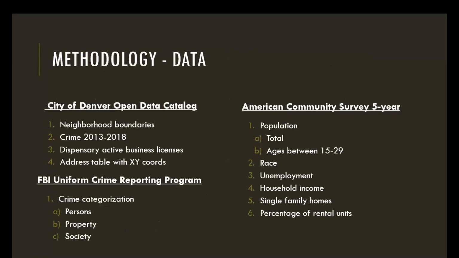So my methodology. For the data first, I was able to get my data from three main sources: the City of Denver Open Data Catalog, the FBI Uniform Crime Reporting Program, and the American Community Survey 5-year estimates from the Census Bureau. For my boundary and crime theory variable data, I acquired statistical neighborhood boundaries from the City of Denver, as well as census tract boundaries.